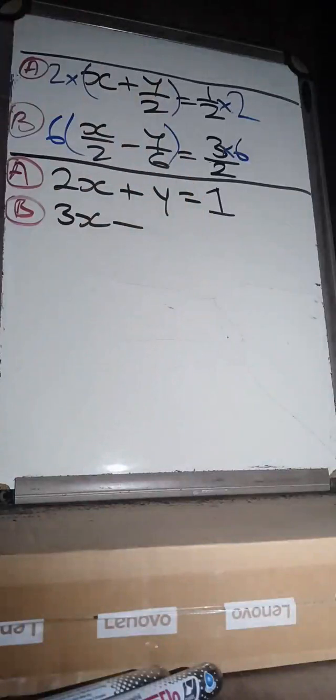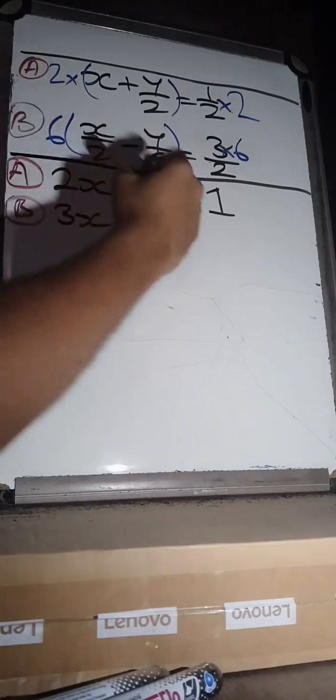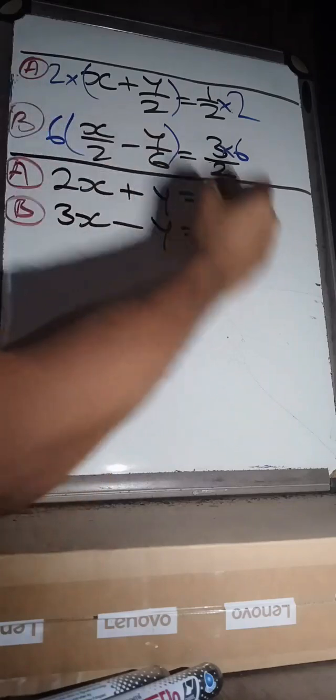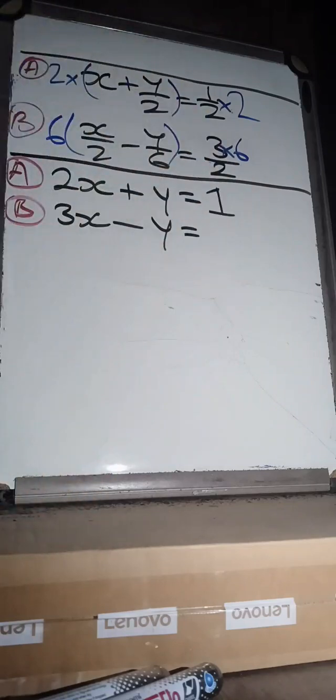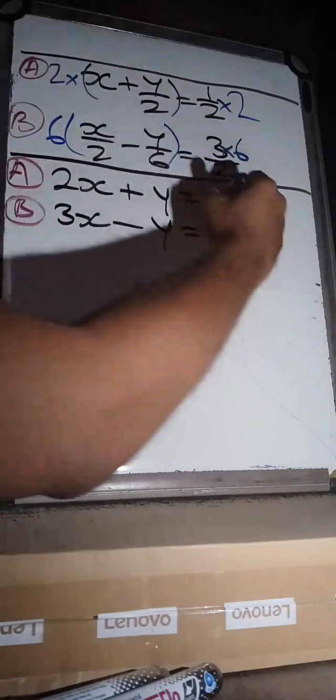Y over 6 times 6. Alright, so this is going to be Y right here. Six over 2, 3 times 3. That's 9. Or 18 over 2 is still 9.